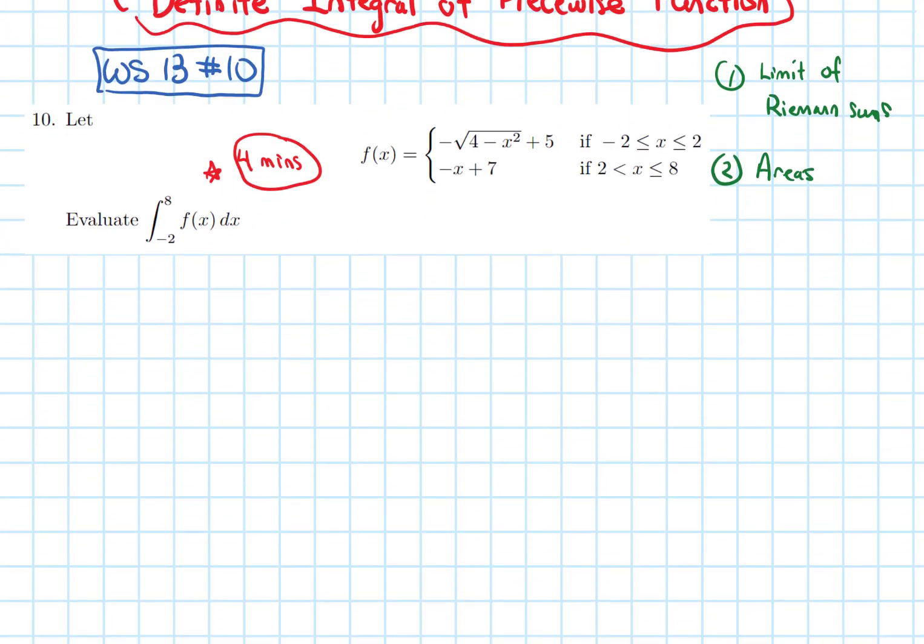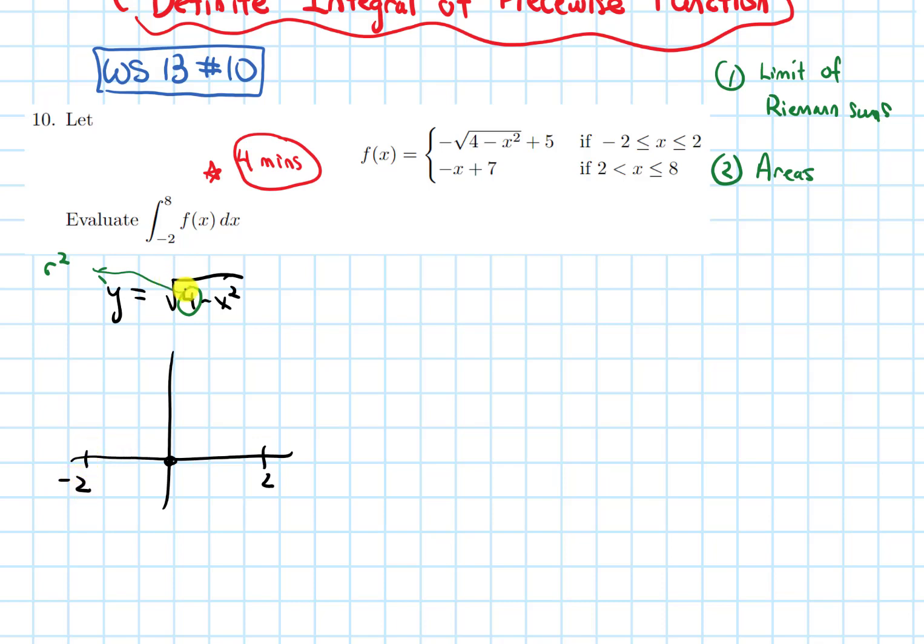Okay, so let's focus on the top piece. I'm going to start with a graph of just y equals the square root of 4 minus x squared. We saw in lecture what the graphs of functions like this look like. This is going to be a semicircle centered at the origin, and the radius is going to be 2 because this 4 represents r squared. So we're going to go 2 units to the right and 2 units to the left.